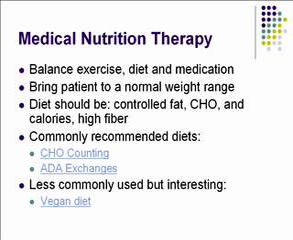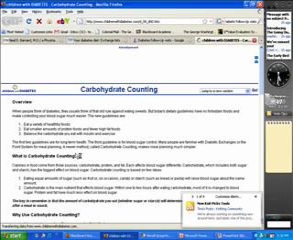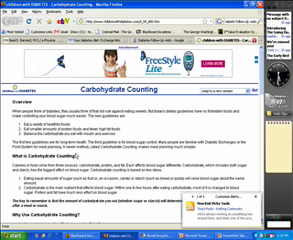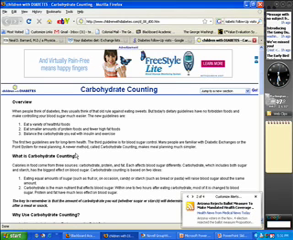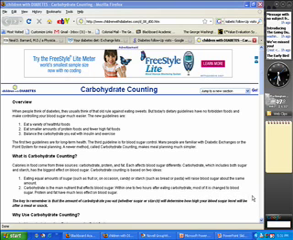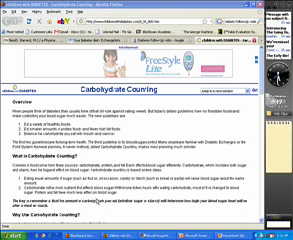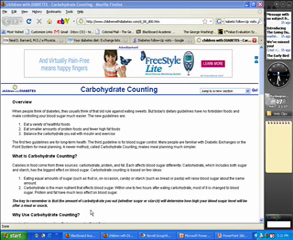So if you're looking to find some sources on that, there's lots of them up on the web. I've put one up here on carbohydrate counting, which gives you the basics of carbohydrate counting. It's much easier than trying to manage the patient with exchanges, because all they have to worry about is their carbs. They don't have to worry about the proteins and the fats as well.